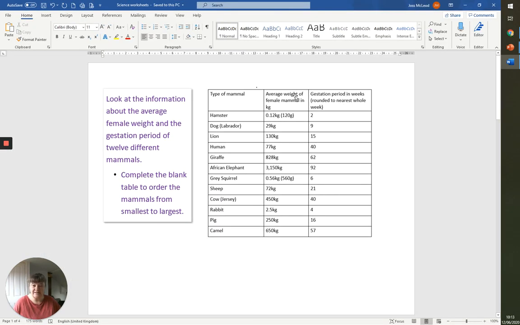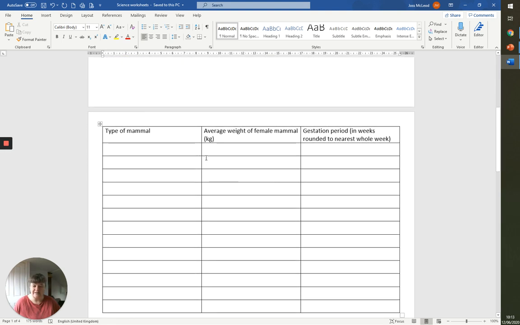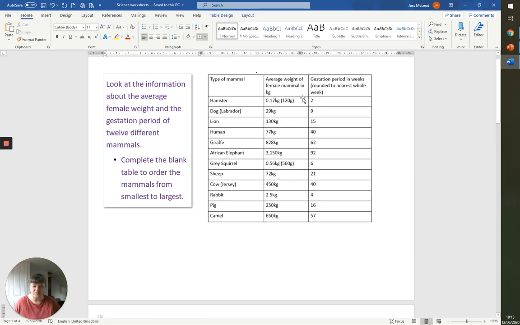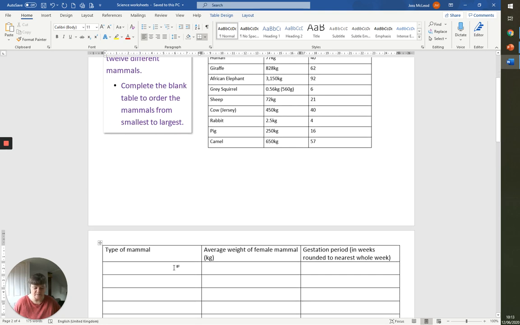So here's the same information that we were just looking at, and this is your instruction. You're going to look at the information and complete the blank table to order the mammals from smallest to largest. So here's the blank table, and you're going to start with the smallest, which is hamster, and you're going to put in hamster here.